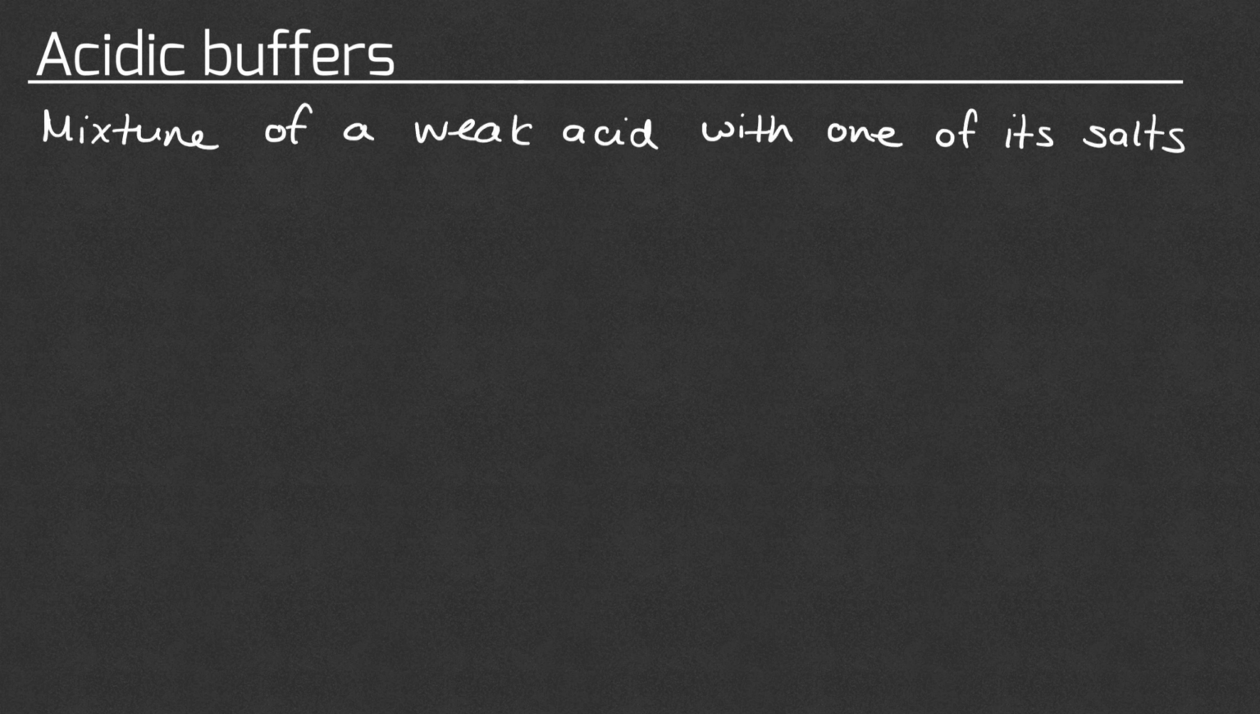There are 2 types of buffers, acidic buffers and basic buffers. We're going to start off by looking at what an acidic buffer is. So an acidic buffer is a mixture of a weak acid with one of its salts. So we're going to look at an example of one of these.